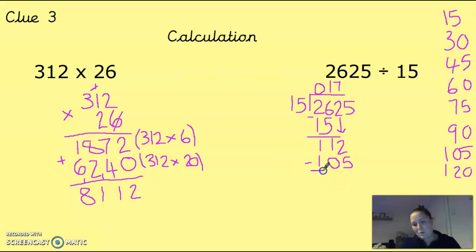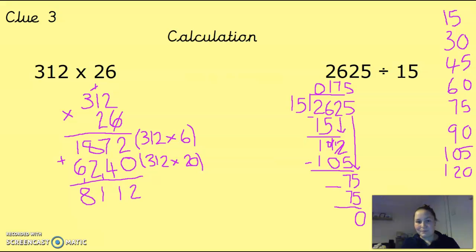Okay, take away. 7. Drag my last digit down. 75. Oh, and I can see 75 is actually in my 15 times table. Put that there. 1, 2, 3, 4, 5 lots. Do my take away. I get to 0, which means I'm finished with no remainder. So the answer would be 175. Hope that helps for clue number 3.